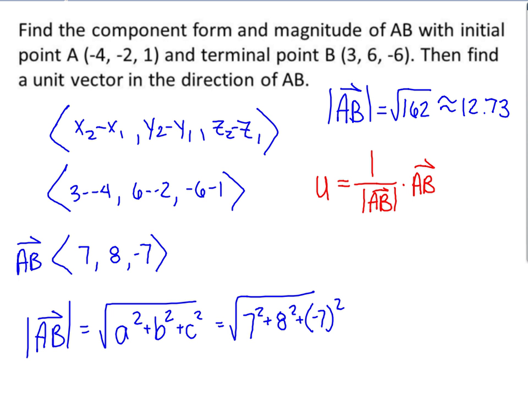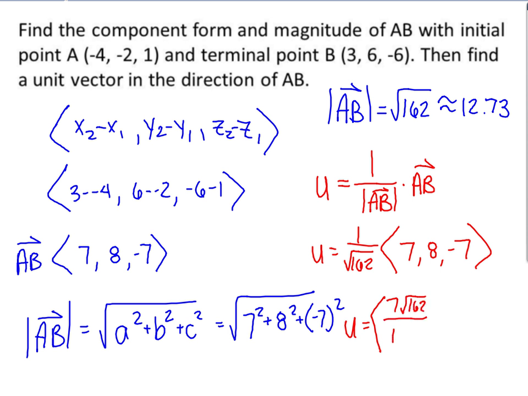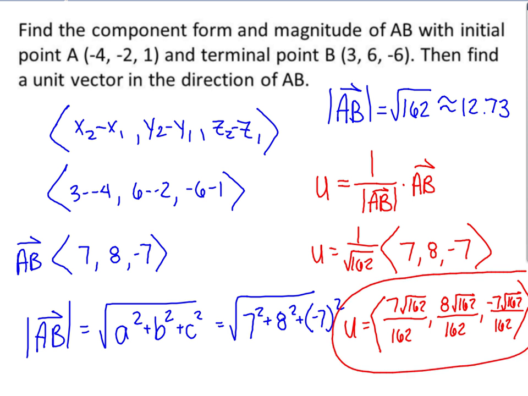And remember, to write this as a unit vector, it's going to be 1 over the magnitude of your vector times the vector itself. So in our case, we're going to do 1 over radical 162 times 7, 8, and negative 7. When you multiply, this is going to be 7 over radical 162. But remember, you cannot leave a radical in the denominator, so we're going to move the radical to the top, leave the number on the bottom. The next one would be 8 radical 162 over 162, and negative 7 radical 162 over 162. So this would be the unit vector for this vector.